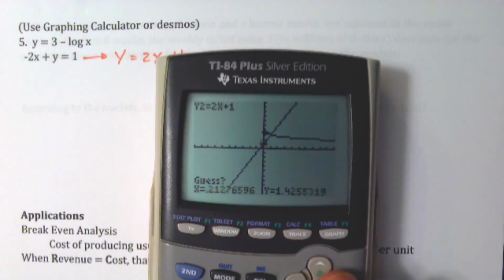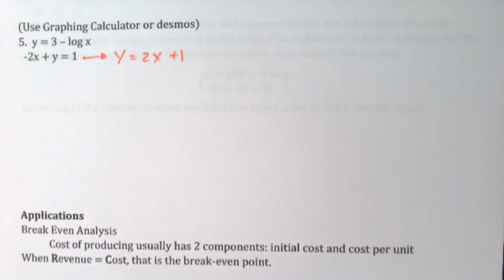And then you just need to get roughly in that area for a guess. That way the calculator knows where to look. And after you do that, it spits out that solution of that system for you. So our solution here is 1, 3.